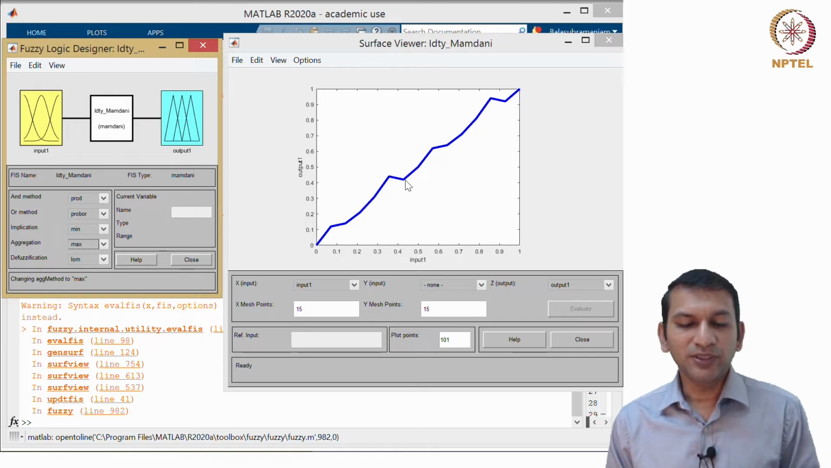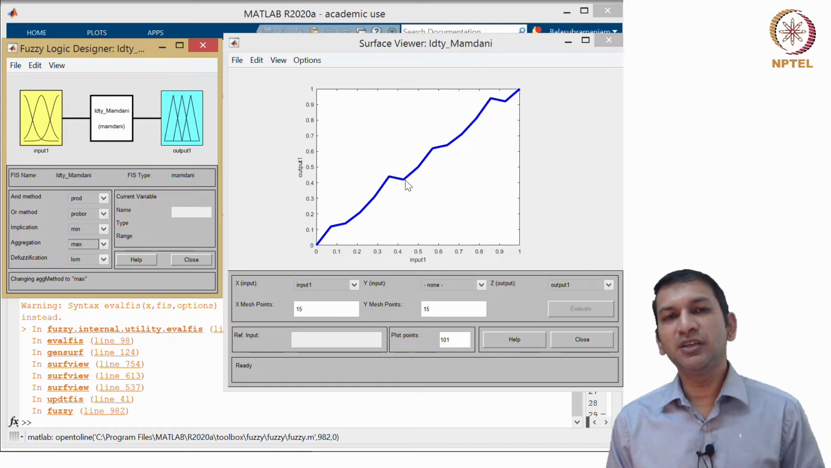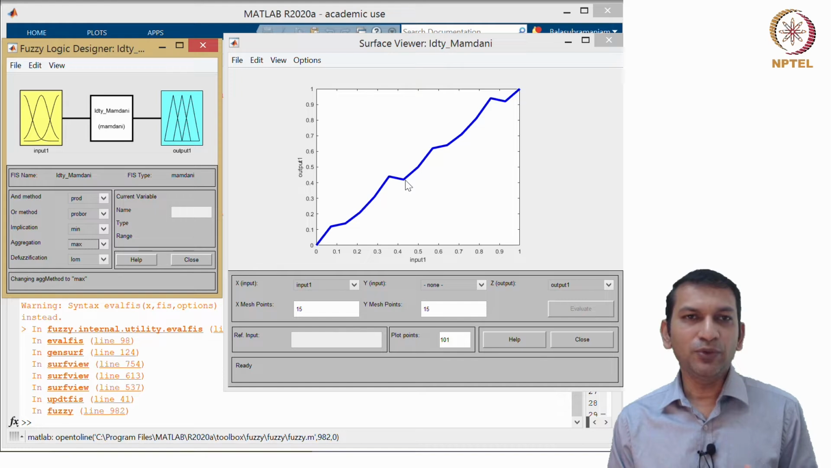Now, the question now is, how do we preserve monotonicity? So we discussed interpolativity, continuity, robustness. In this week of lectures, we will discuss how to preserve monotonicity of the system function, because often we will have to approximate functions, systems, which have some kind of a monotonic behavior.